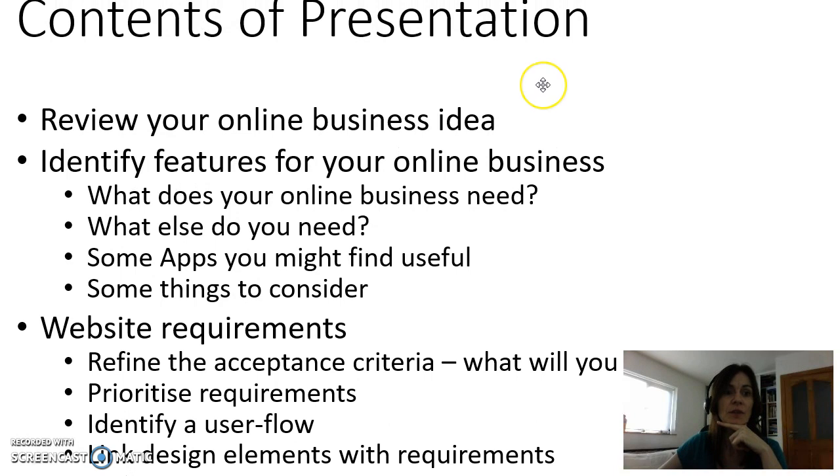So the contents of the presentation. First thing we're going to look at is reviewing your online business idea, which of course is Jones's Photography in this case. We're going to identify features for your online business, or the process that you can use for that. We're going to cover areas like what does your online business need? What else do you need? Some small apps within these website builders that you might find useful, and some other things that you might want to consider, such as analytics and tools like that.